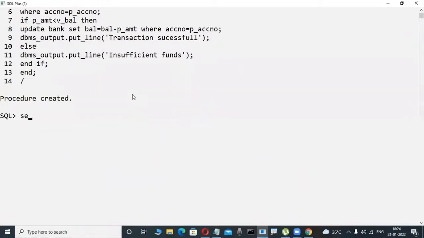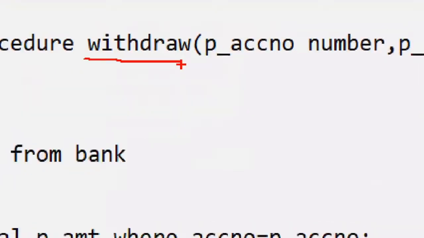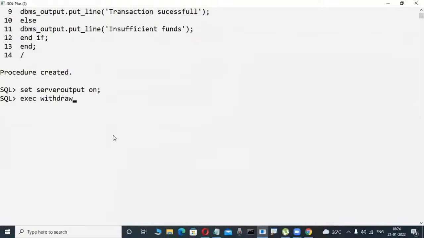Now check it out. Observe it here. Here I'm executing: exec procedure name withdraw. I'm calling this procedure withdraw. Even if you don't have an idea about all this, just observe it. Withdraw is the name of my program that I'm giving. Here my account number 1001, I'm passing, comma, I try to withdraw 9,000 rupees, for example.